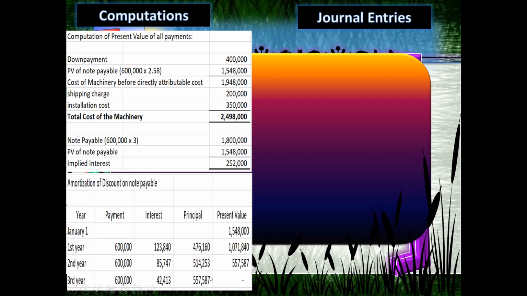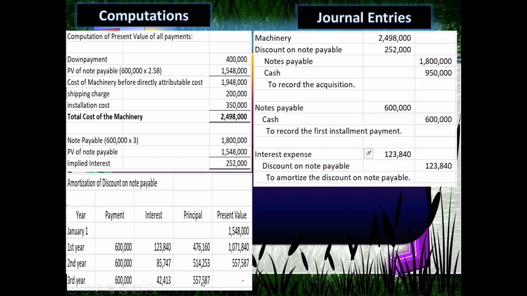Since meron na akong principal dito na this amount, 557,587. So ang ginawa ko na lang para ma-compute natin ang interest ay dineduct na lang itong 557,587 from your payment of 600,000. So yan, meron pang interest na 42,413.